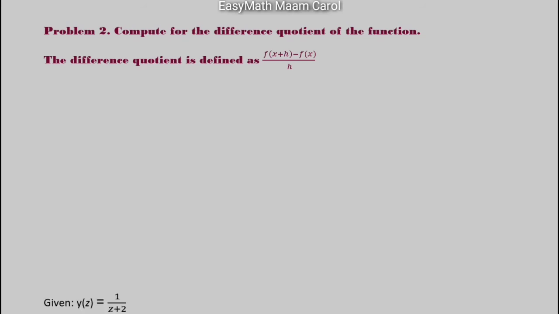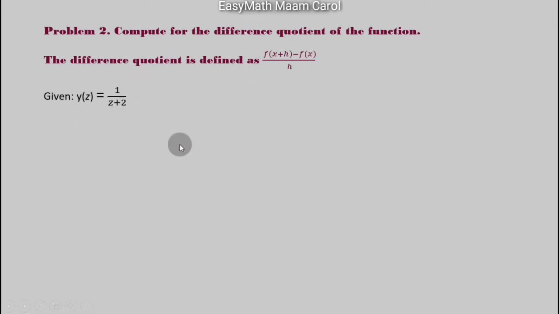So, meron pa tayong another example. Given natin ay y of z is equal to 1 over z plus 2. So, fraction siya. Yung kanina natin, trinomial, diba? So, ngayon, what happens? Parang ganun din. We are just going to follow yung ginawa natin kanina.